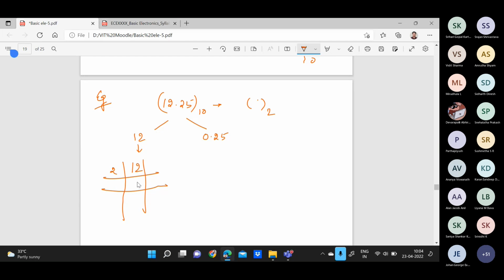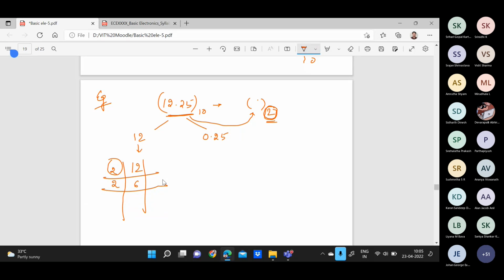6. Remainder is 0. So we are not dividing by 10, because this number is already in base 10. We have to convert it into the binary form. This means you need to convert this number into base 2. Right? Okay. So that's why you are dividing it by 2.